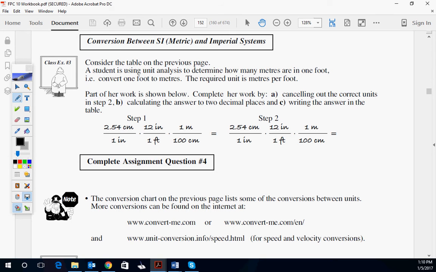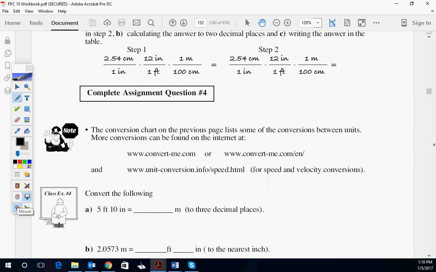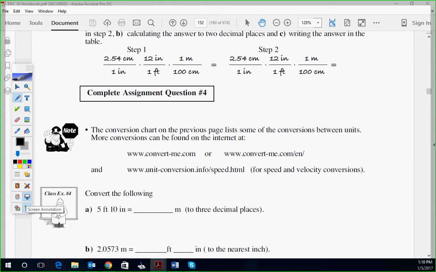So she started here. All right, so what can we cancel? So we can cancel centimeters, inches, and you'll have meters per foot, right? Yeah. Centimeters, inches, meters per foot. Okay, good.